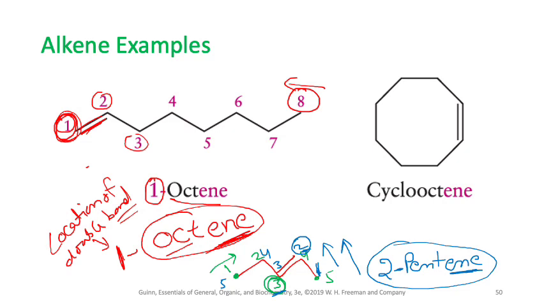Okay, so this is how you normally do it for a non-cyclo one, but how would you name the cyclic compound? So if you see this example over here, we have a cyclic alkane, or cyclic alkene.